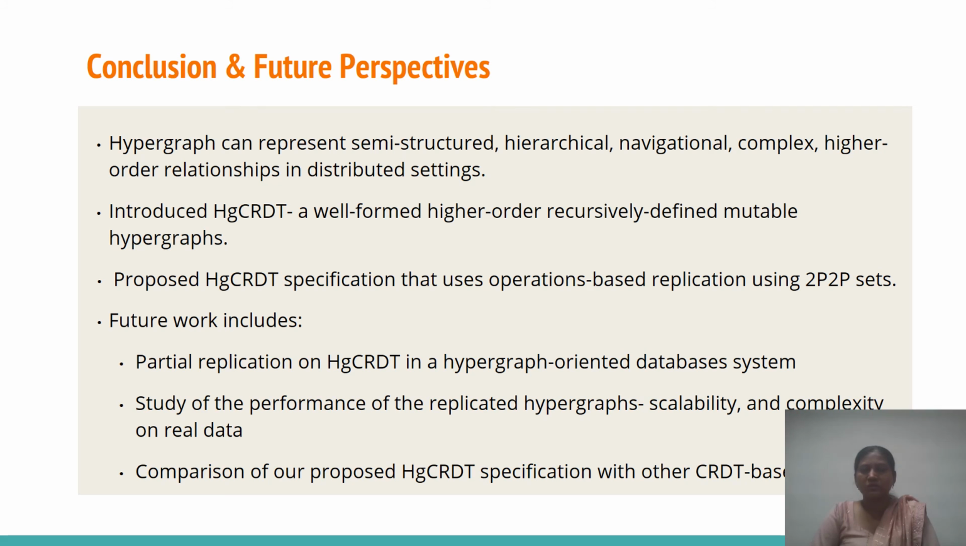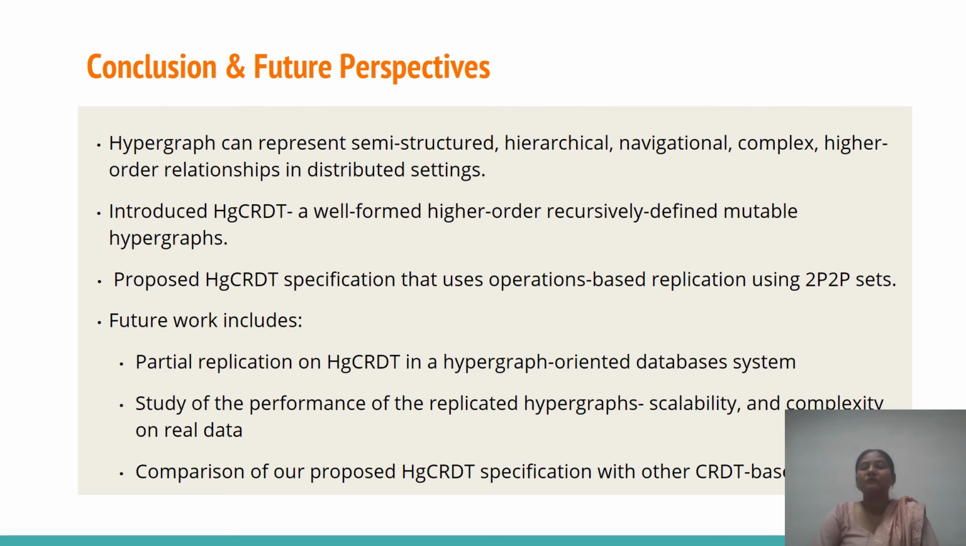So this concludes the focus of the discussion today. To end, I would like to highlight a few points. Hypergraphs can represent semi-structured, hierarchical, navigational, complex and higher order relationships in distributed settings. We introduced a novel CRDT, that is HgCRDT, that works on well-formed higher order recursively defined mutable hypergraphs. We proposed a detailed HgCRDT specification that uses operation-based replication using 2P2P sets. An extension of our approach introduces and implements partial replication on HgCRDT in a hypergraph-oriented database system.